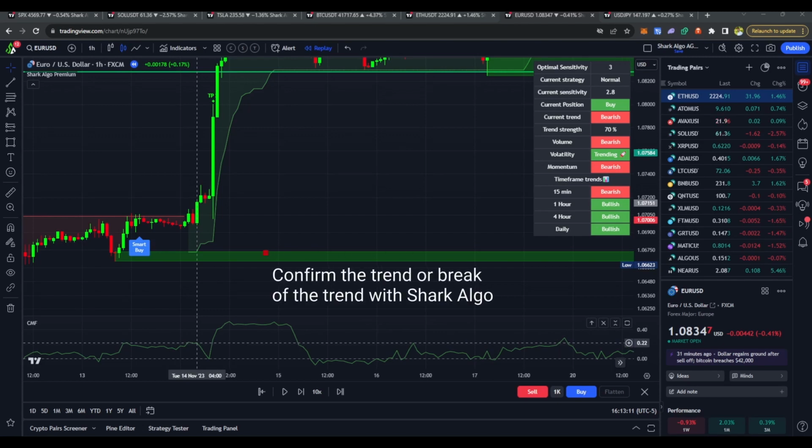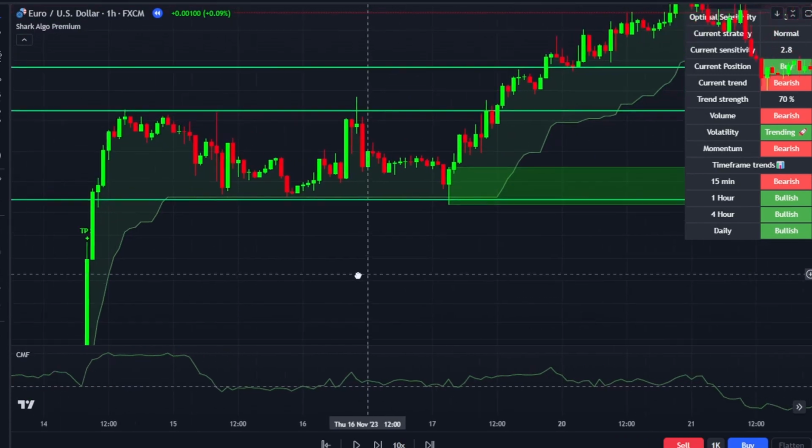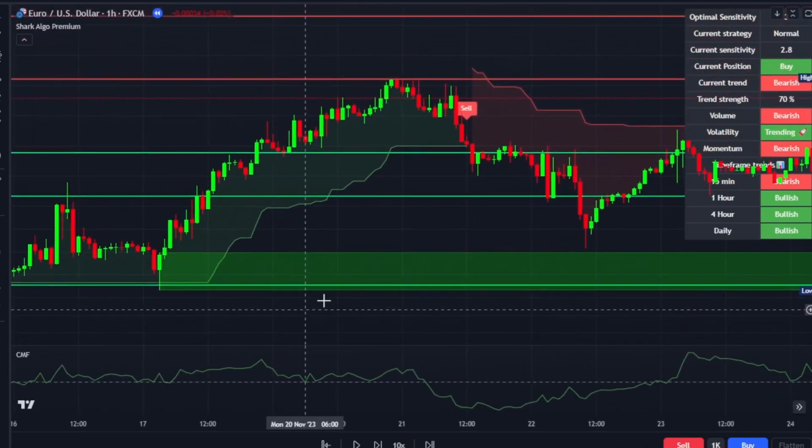Number 1. We need to confirm that a previous trend has been broken or a new trend is forming based on the Shark Algo trend cloud. Price needs to be above the trend cloud for a buy signal and below it for a sell signal to be confirmed.